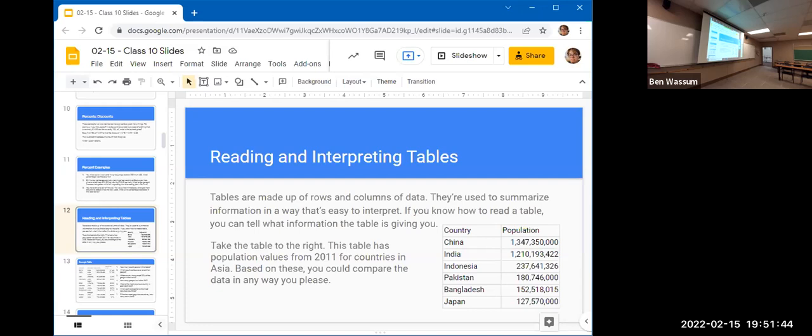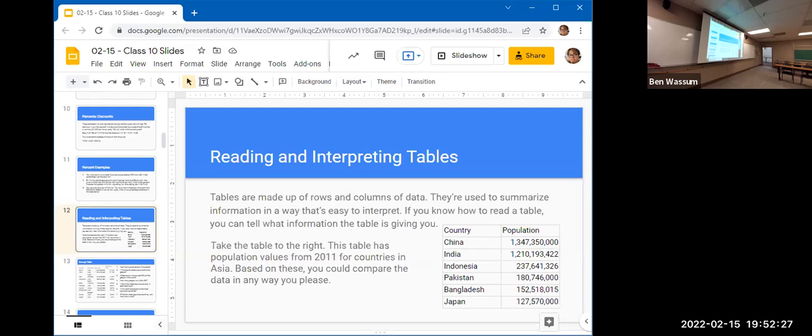Now, what I have here is a neat little table of population values from 2011 for countries in Asia. So based on these, you could compare the data in any way you please. So you could ask the question, how many more people are in Pakistan than Japan, you'd be able to see the population amount, subtract them really easily. If somebody asked you how many countries had a population under 200 million, you could see that right off the bat. There's 3 at the bottom, that sort of thing.